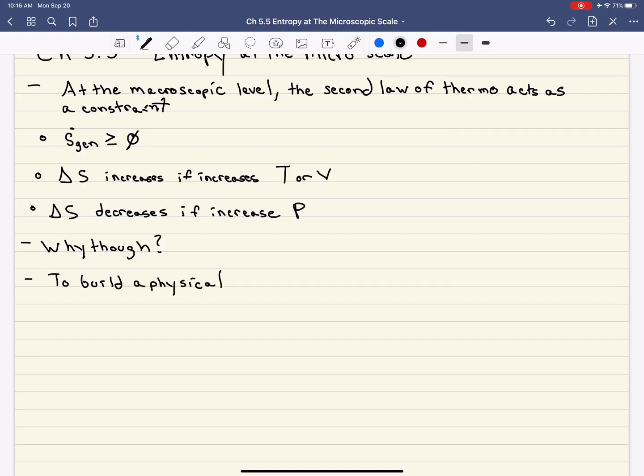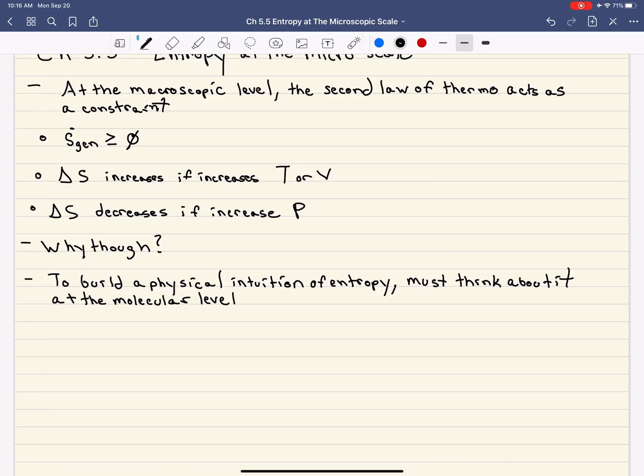And to build this physical intuition about entropy, we can't do it at the macroscopic level. Rather, to build this intuition, we need to do it at the microscopic level. And we need to start thinking about how individual molecules behave and act. And so in this mini chapter, what we're going to do is re-explore the concept of entropy, but in terms of molecules.